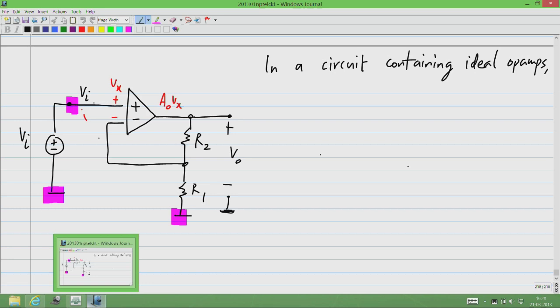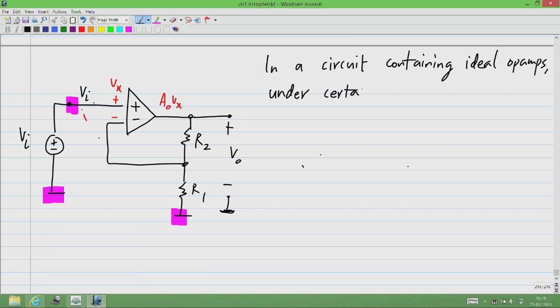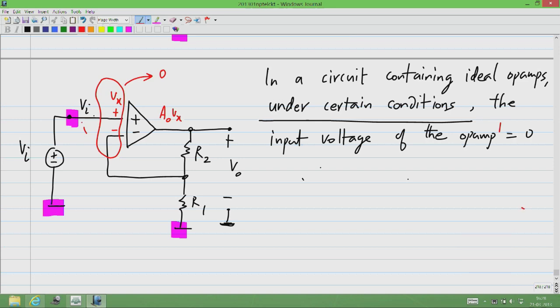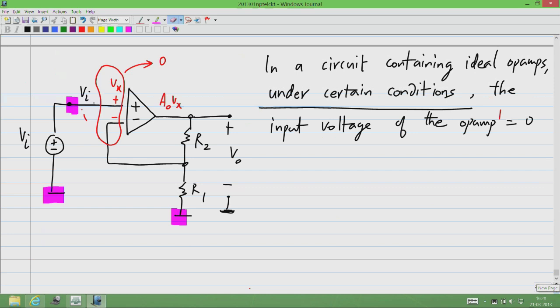So in a circuit, what I was saying was, in a circuit containing ideal op amps under certain conditions, I'm going to elaborate what they are. These conditions are very necessary. The input voltage of the op amp equals 0. So what I mean is that this Vx here will be 0 if the op amp is ideal. So this gives us a shortcut for analyzing circuits with ideal op amps.